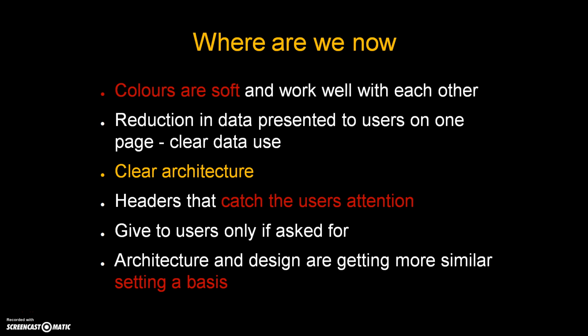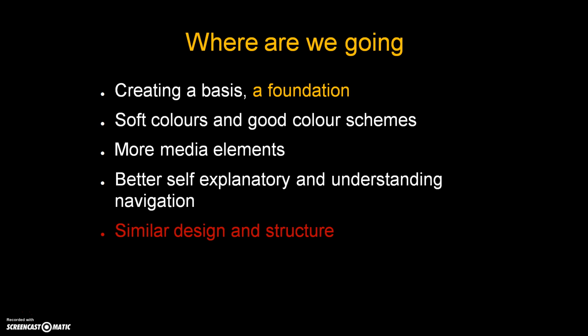Now, what we saw here with the Onyx and the Qt is that the architecture and design is very similar, and more pages are getting this same look. So we're starting to get a basis for how it should look. With soft colors, good color schemes, as mentioned before. There's more media elements like pictures and videos, and we have better self-explanatory and understandable navigation links, to make it easier and more obvious for users to know where to go. And as I mentioned, similar design and structure.